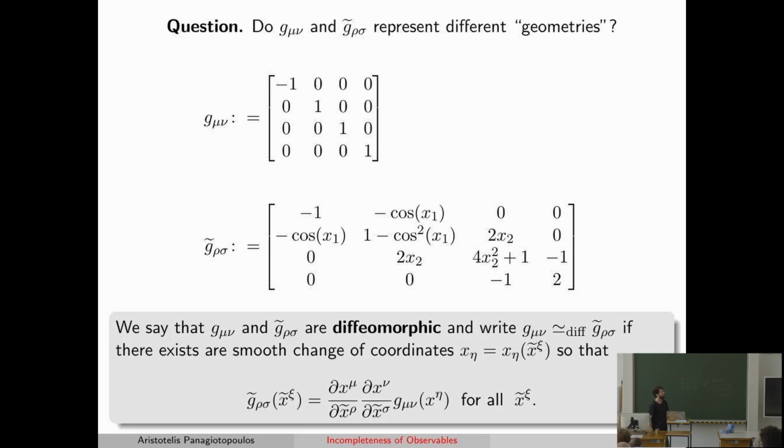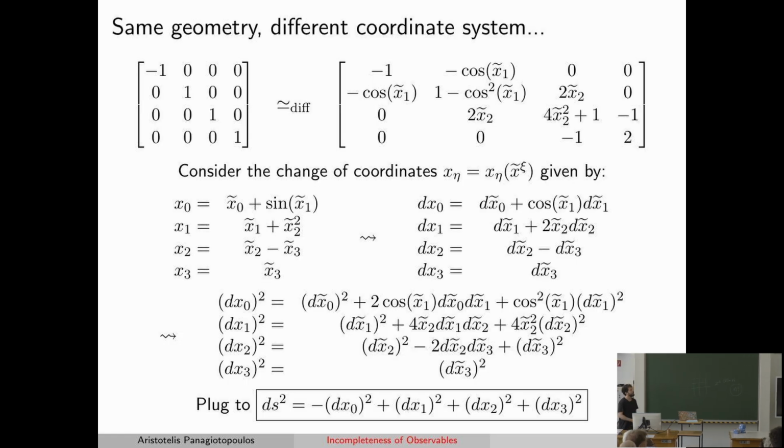And the way we compare metrics is the following. We say that two metrics are diffeomorphic if there is a smooth change of coordinates that pushes one to the other. So this is what I mean by pushes one to the other. You have to compute the Jacobians here, right? We have seen that, right? For example, here, this is for me a continuum-sized problem that we would like potentially to solve.